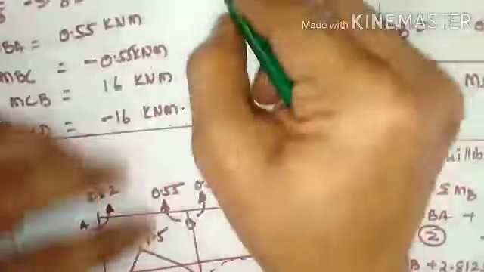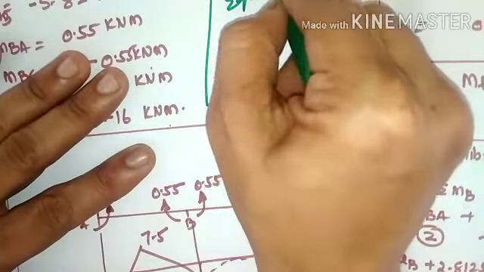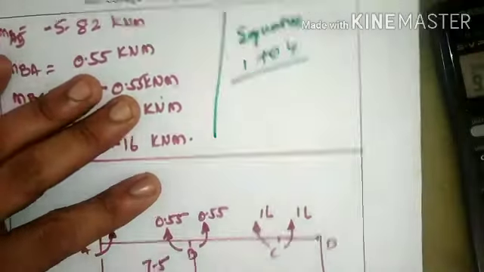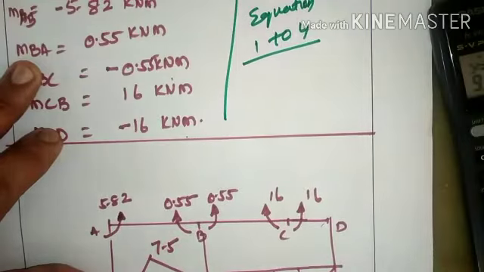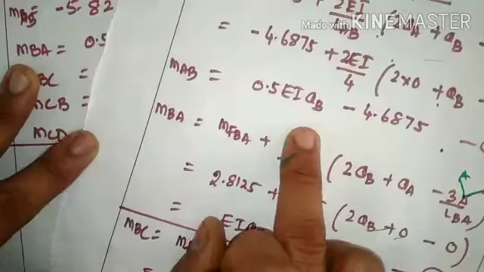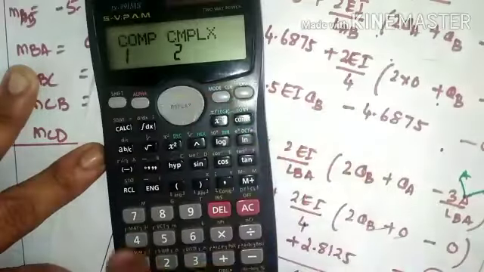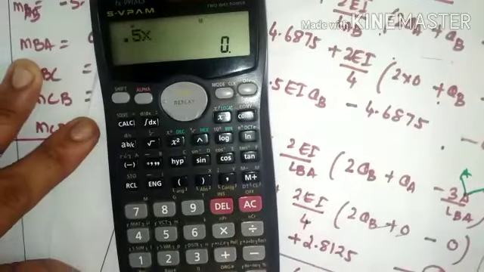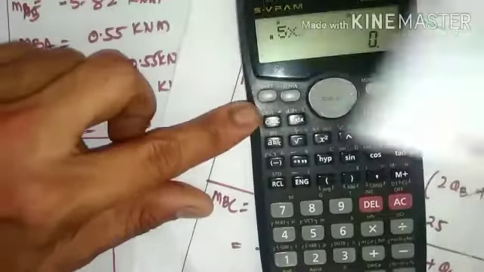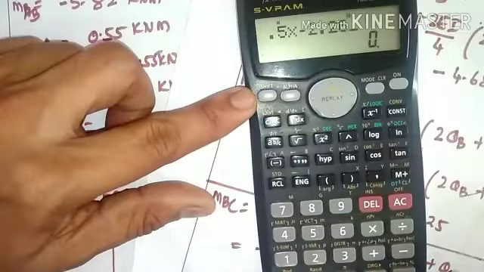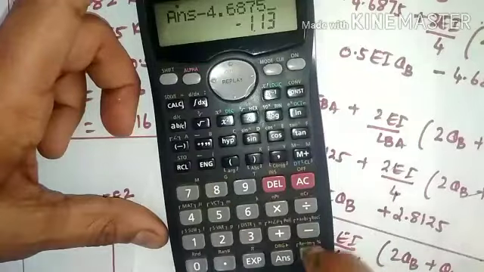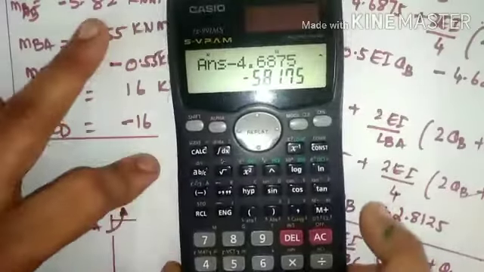That is equation 1 to equation 4. If you substitute in equation 1 to equation 4, you will get the value of MAB. For example, if you consider the MAB equation here, MAB is 0.5 EI theta B. So 0.5 into the theta B value that was calculated, which was 2.26, so into minus 2.26. Then minus 4.6875. So what you get is 5.82, like this.